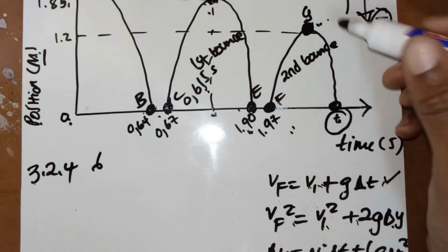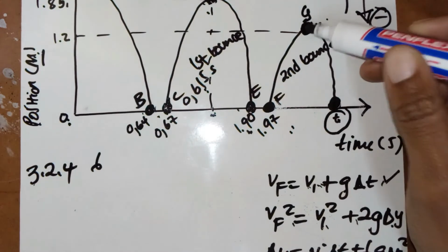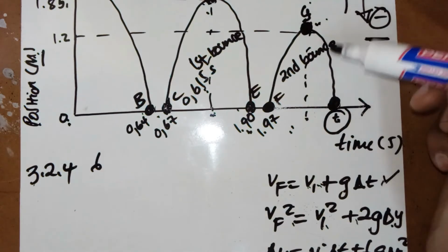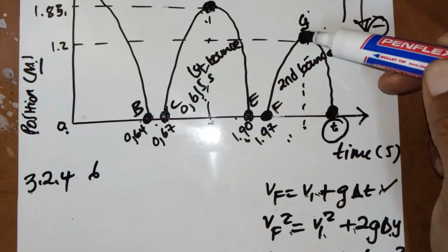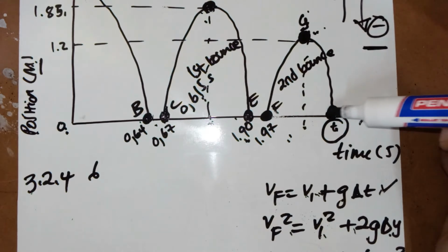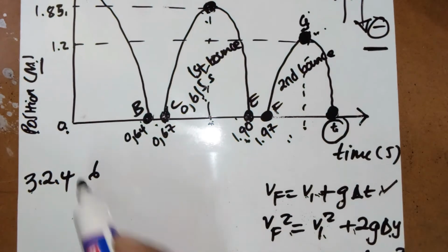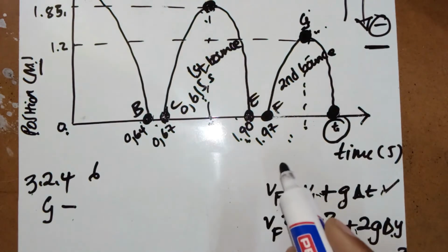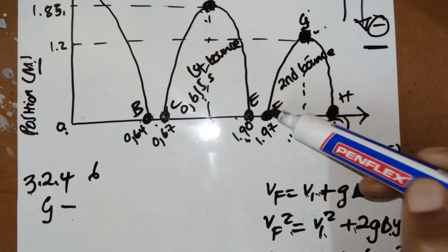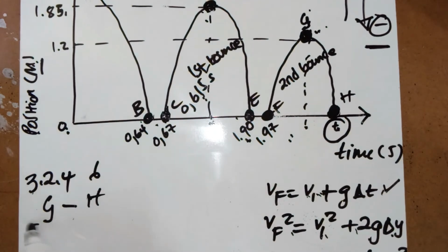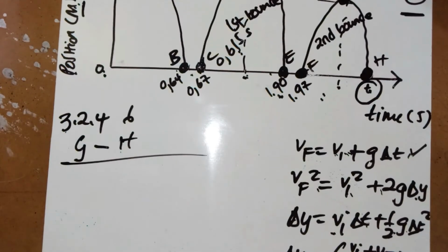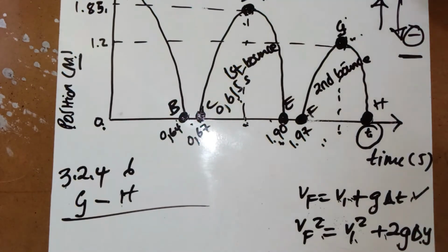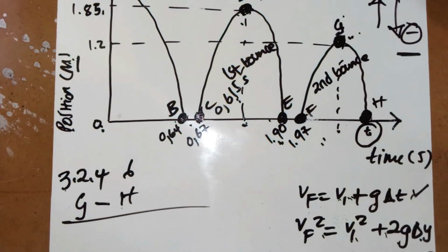So let us only consider these two points, the maximum height during the second bounce as well as the time when it hits the floor after the second bounce. So we are only concerned with that motion between G and, wait, so we call this H, right? So FGH, between G and H. And we do the same dance that we did before. Let us find out what is it that we know. Which physical quantities do we know the values of between these two positions?